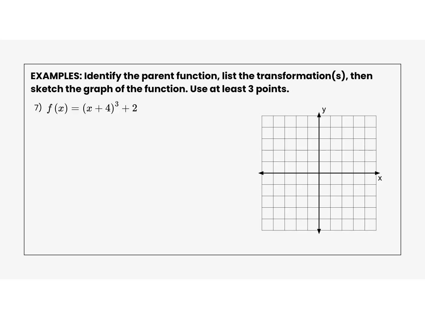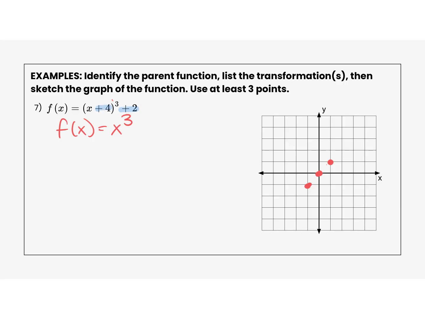Here's another one. This parent function is, I see a cubed, so the parent function is the cubic function, x to the third. So my points for that are -1, -1, 0, 0, and 1, 1. And although it looks like I could just draw a straight line through those, remember, from our parent function, this is going to kind of look like a sideways S.